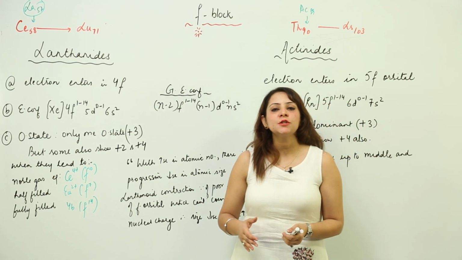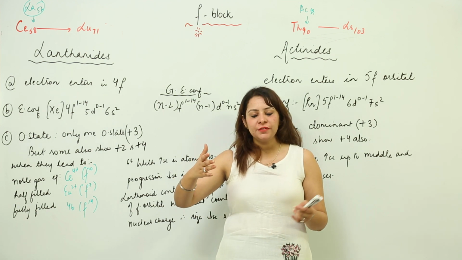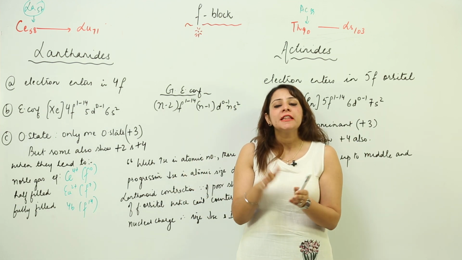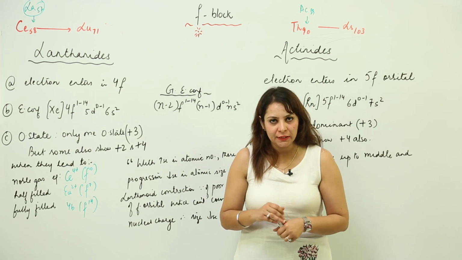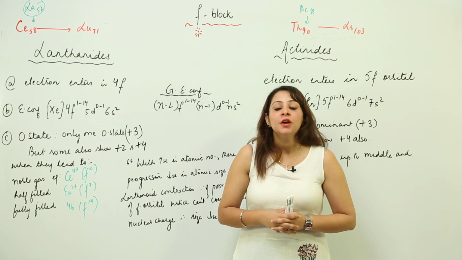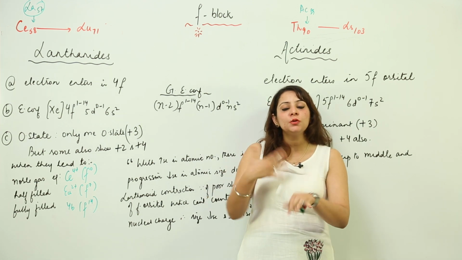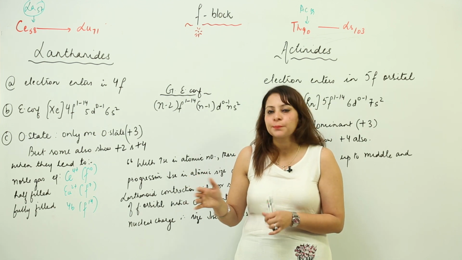Now we are going to start with the F block elements. As you all know, when we talk about the transition metals, there occur a third transition series and the fourth transition series, in which the F orbital electrons, F orbital elements are present, which are actually present inner to the transition elements. That is why they are called inner transition metals.